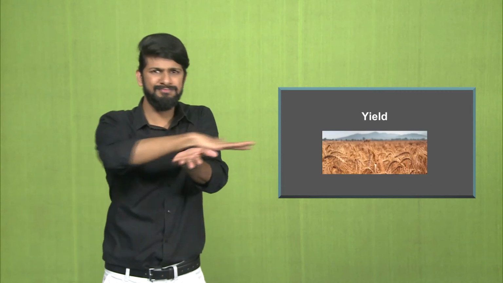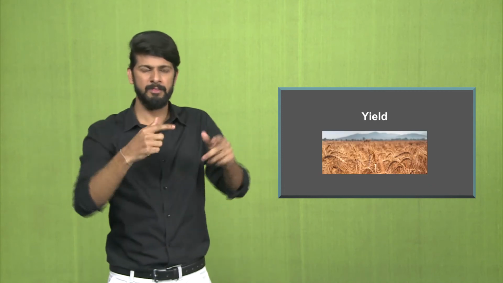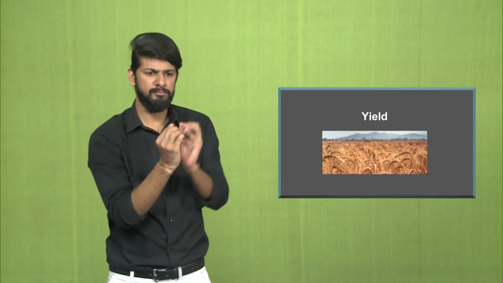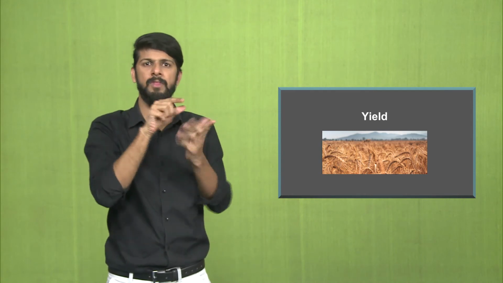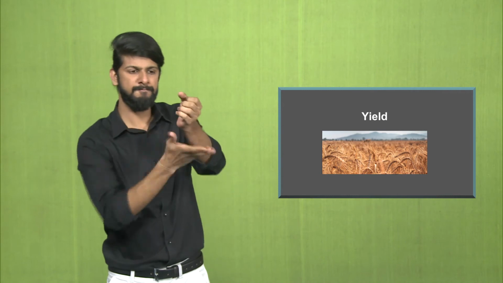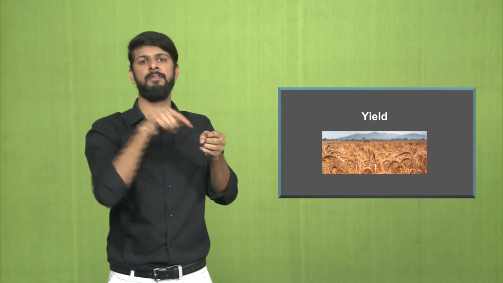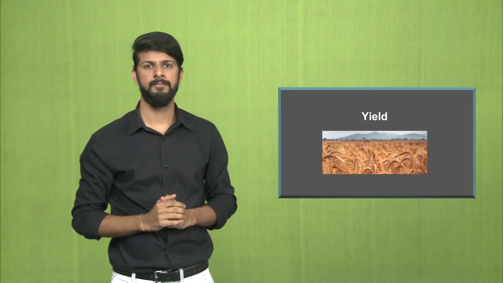The next word is yield. Yield is the final product. After the process of seeding, when we cut across the seeds, when we take the result, that is what yield is.